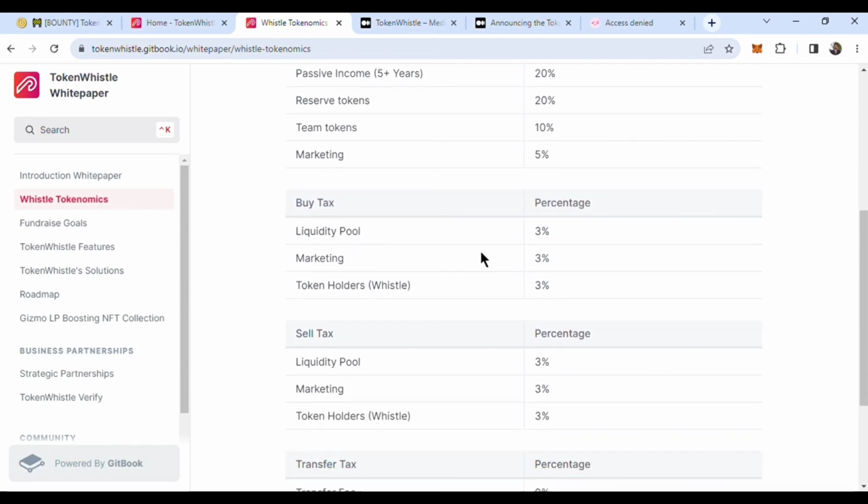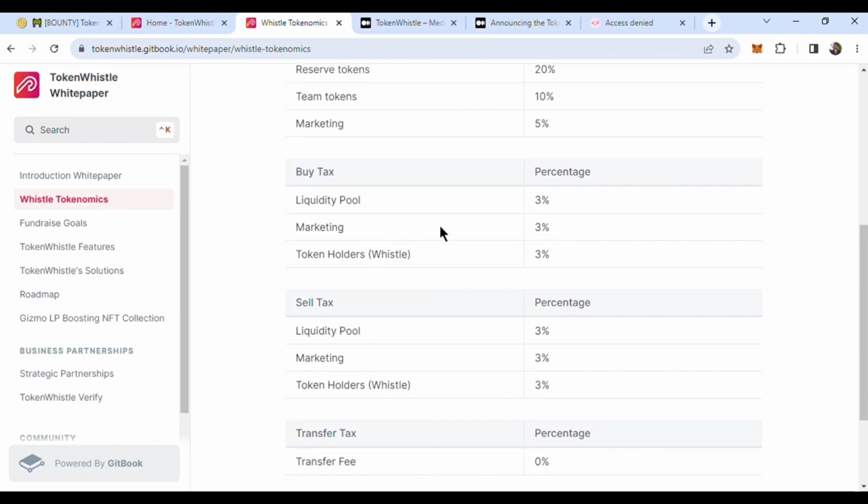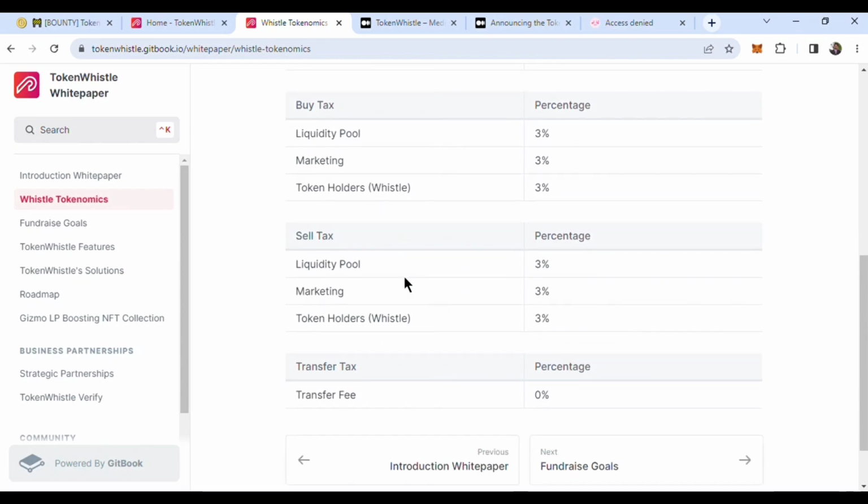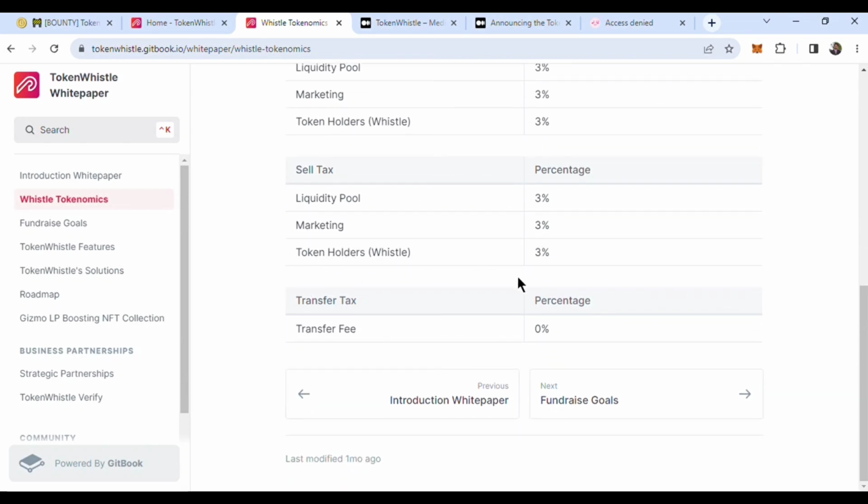Now we will learn about the buy tax percentage. For the liquidity pool there is a 3% tax, marketing 3%, and token holders have a 3% buy tax. Here is the sell tax. The liquidity pool will be a 3% sell tax, marketing 3%, and token holders of the Whistle token a 3% sell tax. Here are the transfer tax fees. 0% of the token will be charged as transfer tax fees.